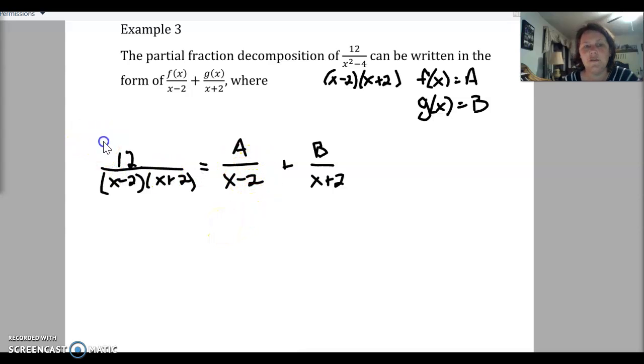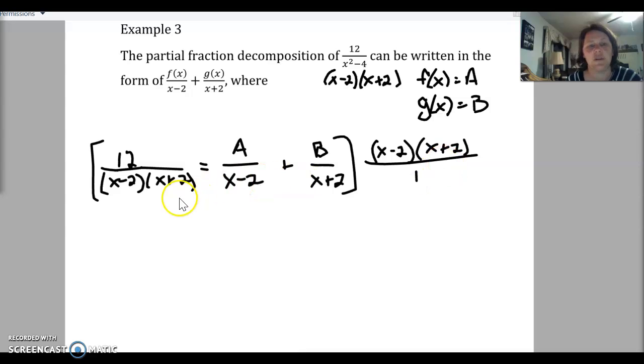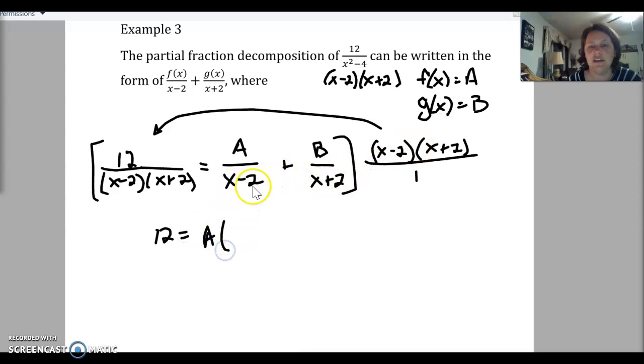First thing we do with rational functions is get rid of the fraction. We do not want that fraction to be there. We can multiply both sides of the equation by the least common denominator, which in this case is x minus 2, x plus 2. So multiply that through to every single term. It's going to cancel everything on the left-hand side, and we're going to be left with 12. Here, the x minus 2's are going to cancel, so we will have a times x plus 2.